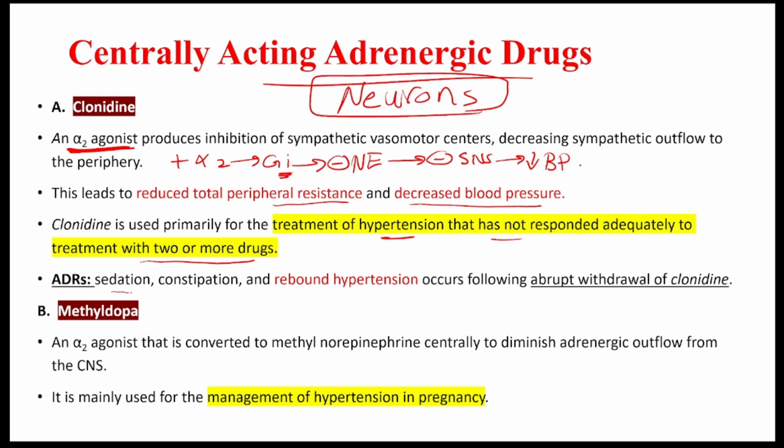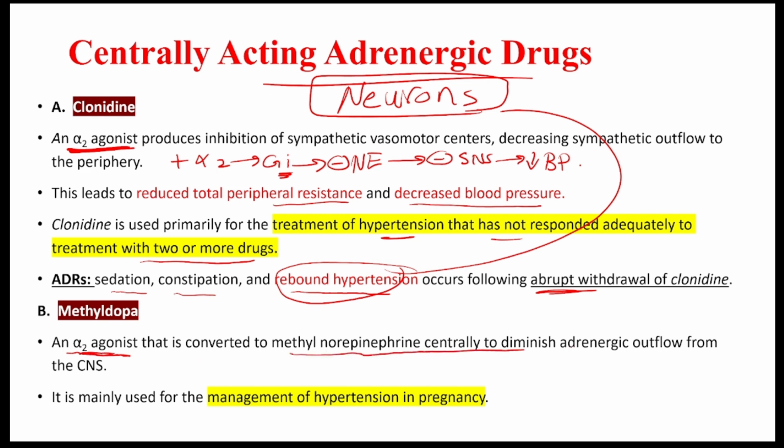This medication may cause sedation, constipation, and rebound hypertension because it affects the central nervous system. We don't recommend stopping this medication suddenly. Methyl dopa is also an alpha-2 agonist. Methyl dopa is converted to methyl norepinephrine centrally, and I mentioned adrenergic flow from the central nervous system. Methyl dopa is used for management of hypertension during pregnancy.